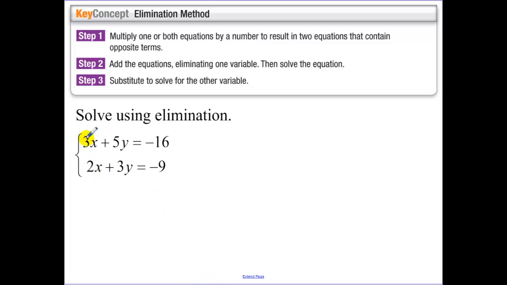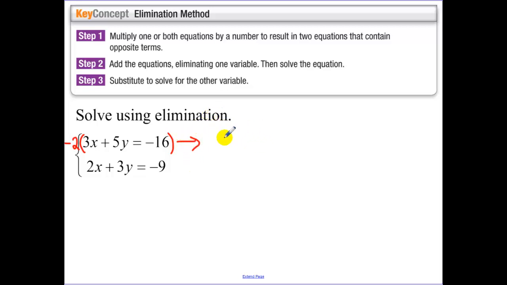So for the top equation, you have to think about what could I multiply, what coefficient do I have to have for both of those x's if I want it to go away? Keep in mind that what you want is essentially the least common denominator between 3 and 2, so that's 6. In order to make this whole equation have a coefficient of 6 for the x, I'm going to multiply this one by a negative 2.